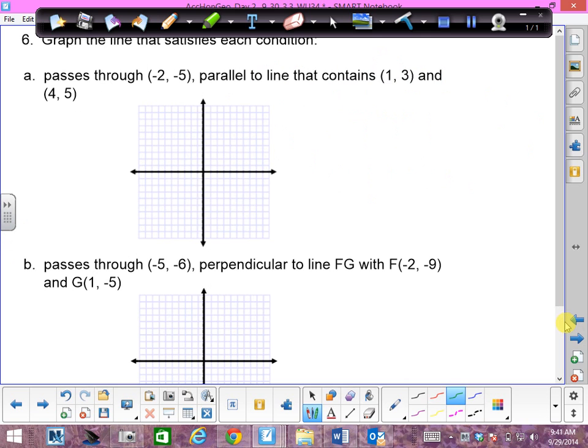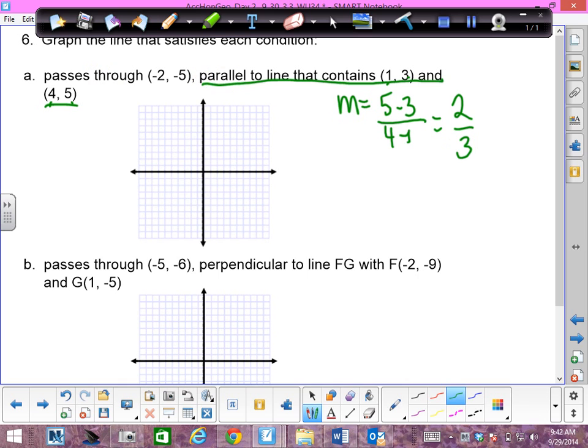Alright, graph the line that satisfies each condition. So it's got to pass through -2, -5, and has to be parallel to the line that contains 1, 3, and 4, 5. So why did they tell us this part about being parallel to this line? Well, from that, we know that if two lines are parallel, they have the same slope, so we need to figure out the slope. So the slope of this line would be 5 minus 3 over 4 minus 1, because you're using x1, y1, x2, y2, which would be 2 over 3.